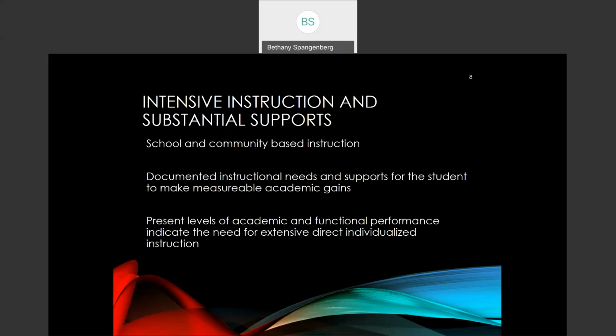The IEP must document the student's needs and supports. We will look more at documentation in the eligibility form later on.